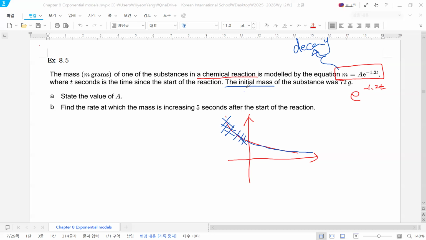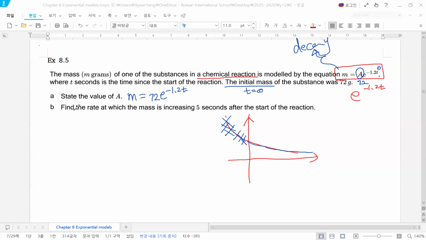Initial mass means when t equals 0. Initial means t equals 0. Please remember the starting point, t equals 0. So when t equals 0, what is left here is just a. Can you see that? So the value of a is 72. So m equals 72 e to the power of negative 1.2t.